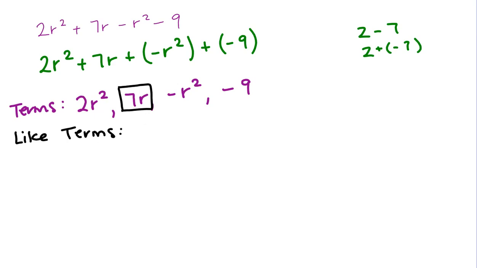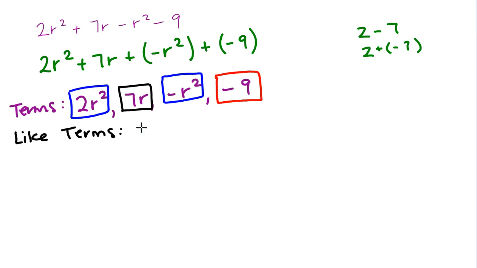Now let's look at this constant term here, negative 9. Negative 9 is a constant term, which would also classify as a like term. There's no other constant term in our list of terms, so that is not a like term. When we look at these terms, however, 2r squared and negative r squared, we see that they're raised to the same exponent. That means they're like terms. So 2r squared and negative r squared are like terms.